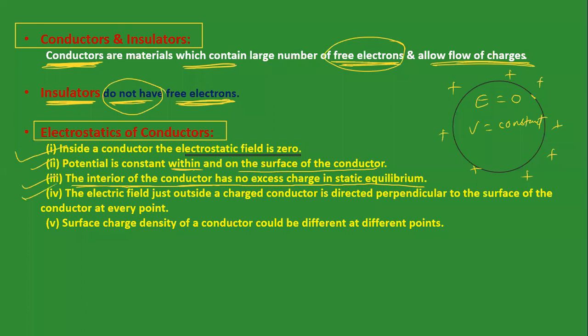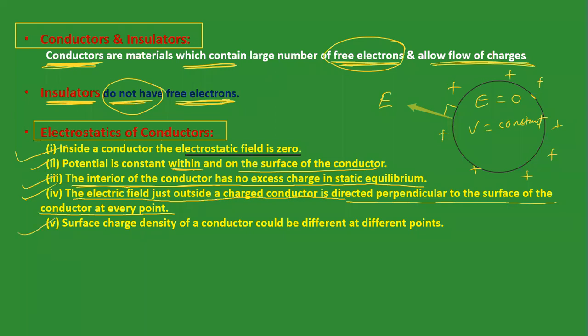Next point, the electric field just outside a charged conductor is directed perpendicular to the surface of the conductor at every point. So if you want to consider the electric field at this point on the surface of the conductor, the electric intensity is perpendicular to it. This angle is 90 degrees.